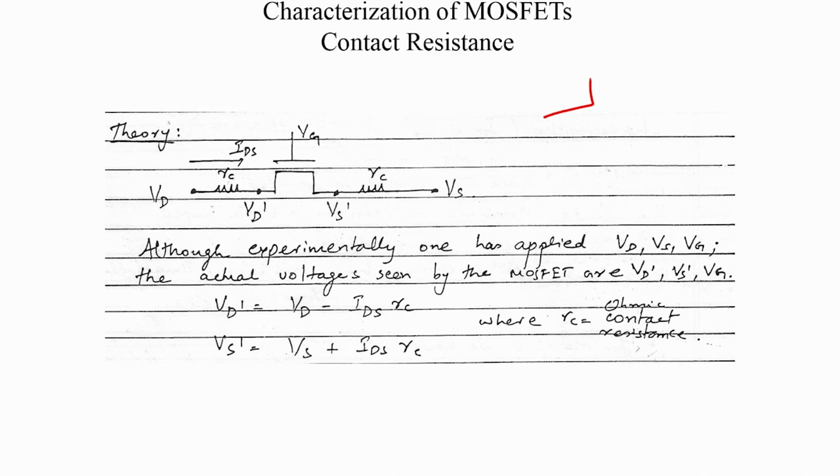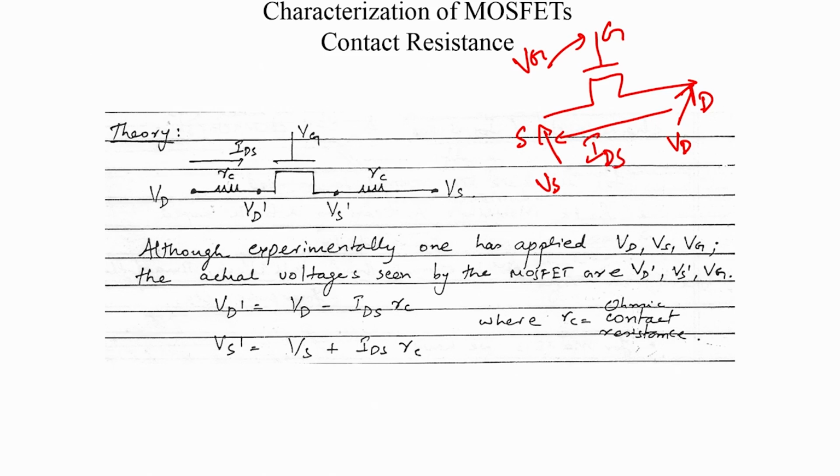So, what we need to do is measure the IV characteristics of the MOSFET. We have the gate, source and drain, and we are going to take this MOSFET to a probe station, and apply a drain voltage, a source voltage and a gate voltage to the MOSFET. After applying the source, drain and gate voltage, we are measuring the drain to source current in the MOSFET.